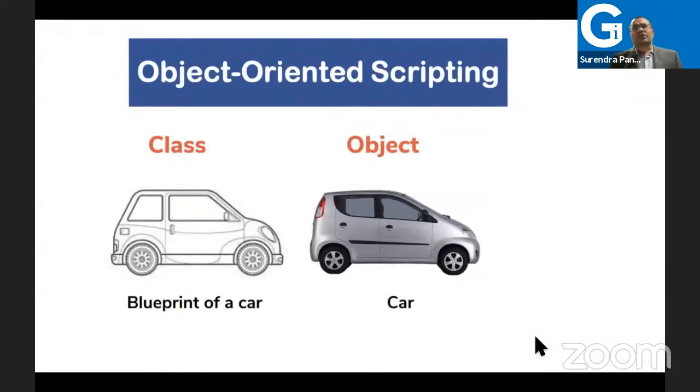Next thing is, like I told you, it is object oriented. Now let me tell you a little bit more about what an object oriented scripting language means, because this is the most important point in this particular language. What does object oriented mean? In Python's case, everything is considered an object. Now, what does it mean that everything is considered an object?